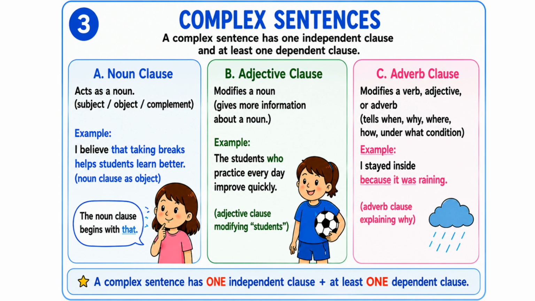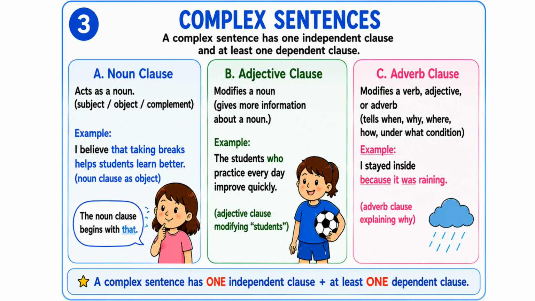Finally, we have an adverb clause. An adverb clause gives us information about things like when, why, where, how, or under what conditions something happens. For example, I stayed inside because it was raining. The clause, because it was raining, tells us why I stayed inside. So it is an adverb clause.